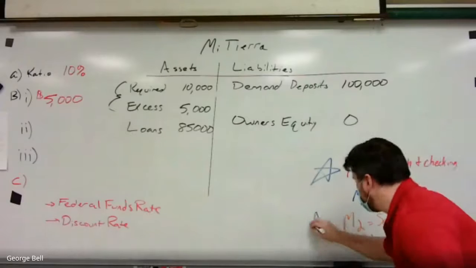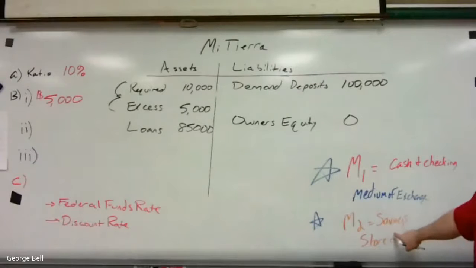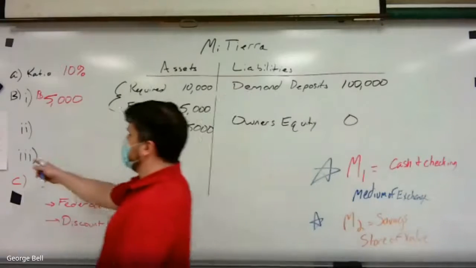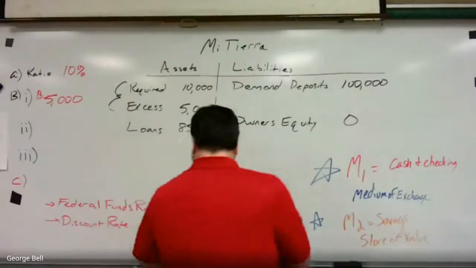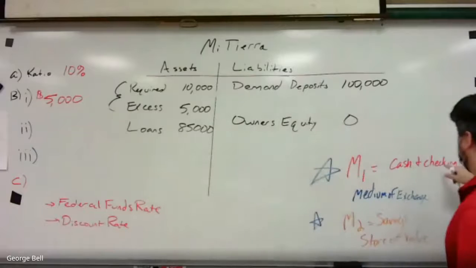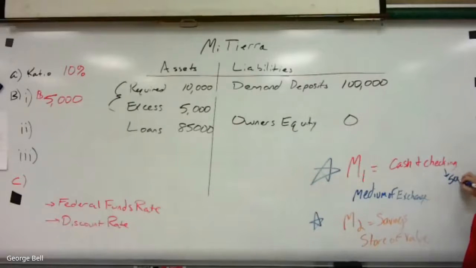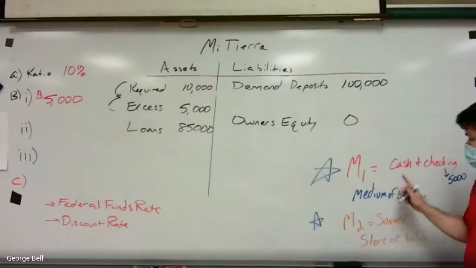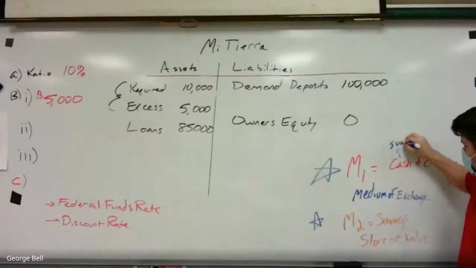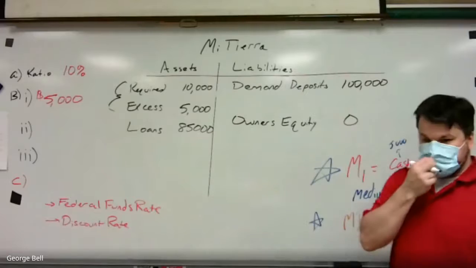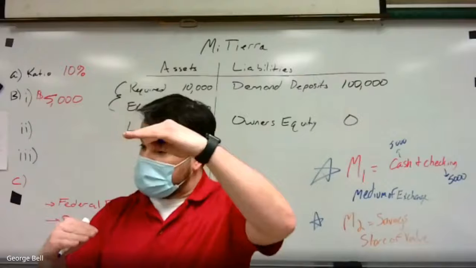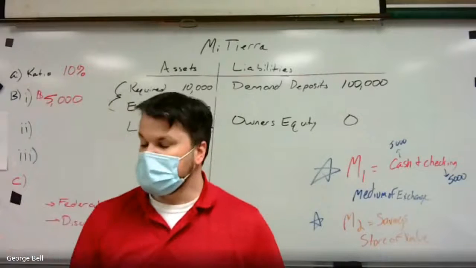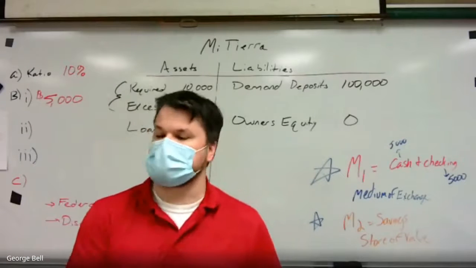M2 is what we call our store of value. It's only our savings accounts. So the question is saying, how is this going to affect M1? This is a trick question, because here's what happens. Luis is taking $5,000 out of his checking, correct? But Luis took $5,000 in cash, correct? What that means is M1 stays exactly the same. Checking went down, but cash went up. That's in circulation with people. And as a result, the M1 stays exactly the same.